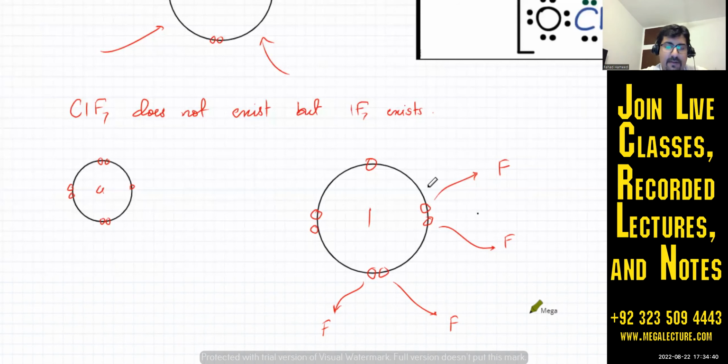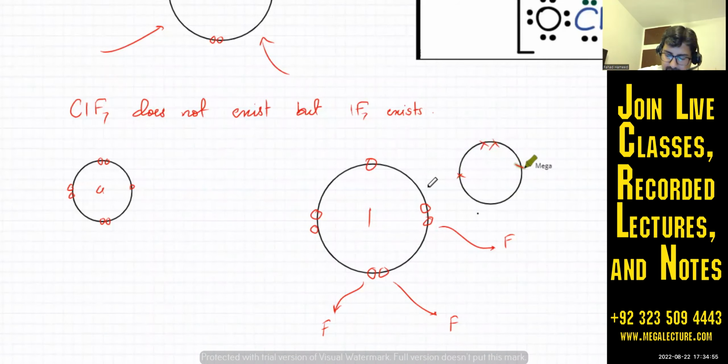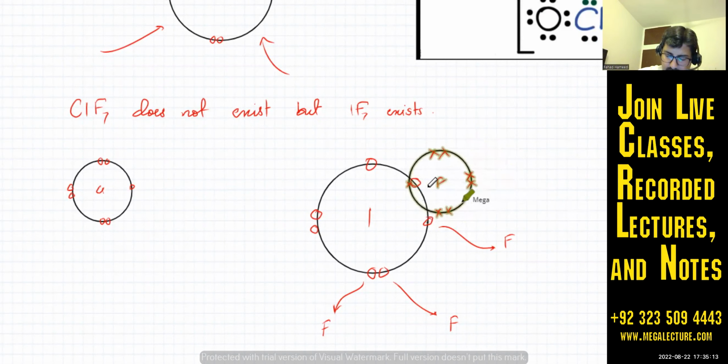Okay, and let me draw this. This arrow means a fluorine atom comes in. So this fluorine atom needs exactly 1 electron, so it comes in and it grabs one of the iodine's electrons and ends up forming a dot and cross diagram with it, right? So it's able to pull that electron and attract it towards itself. Or iodine will loosen up a little.